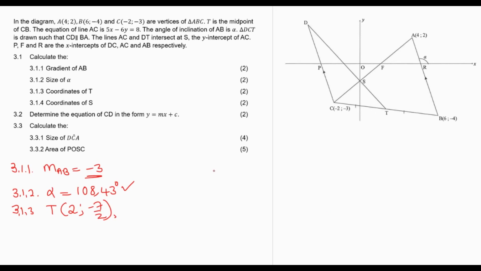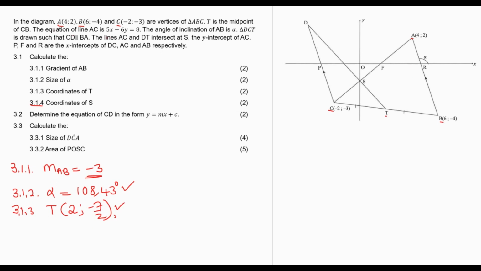Welcome back. Let's do question 314. In the diagram, A, B, and C are the vertices of triangle ABC. T is the midpoint of CP, and we managed to find the coordinates of T in question 313.